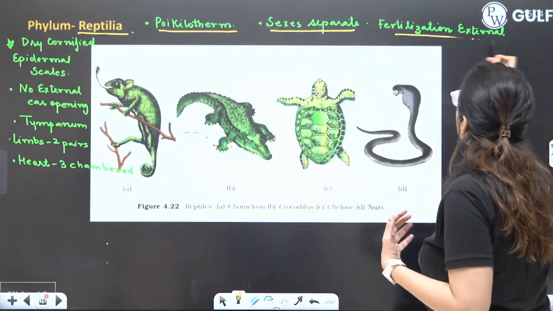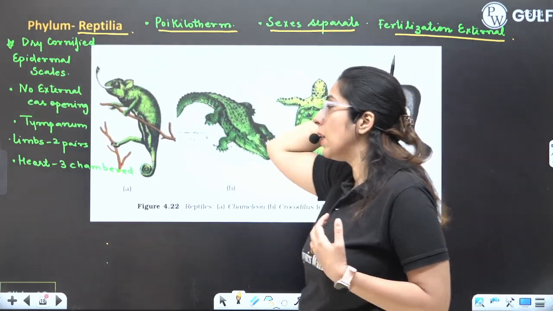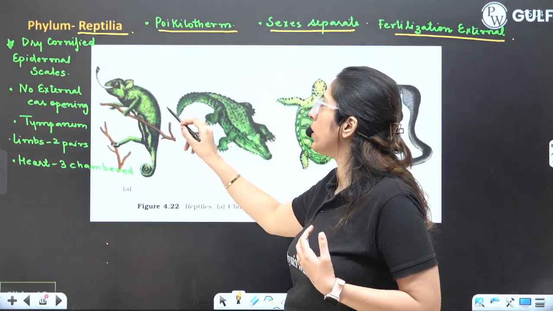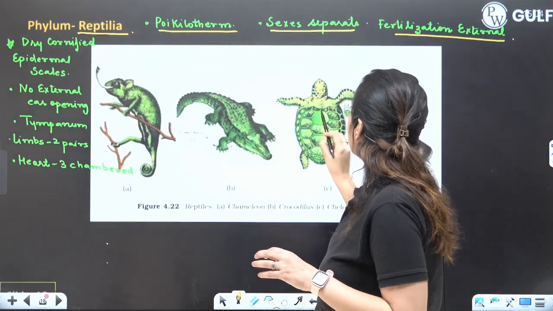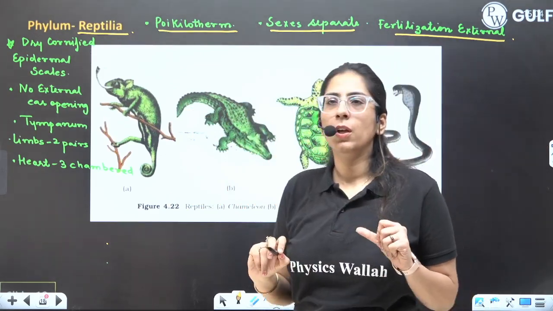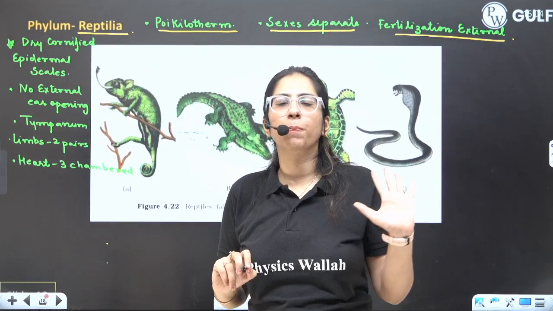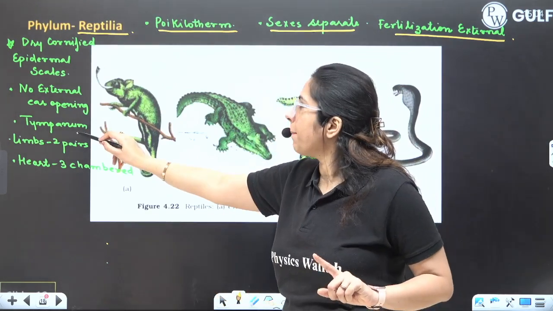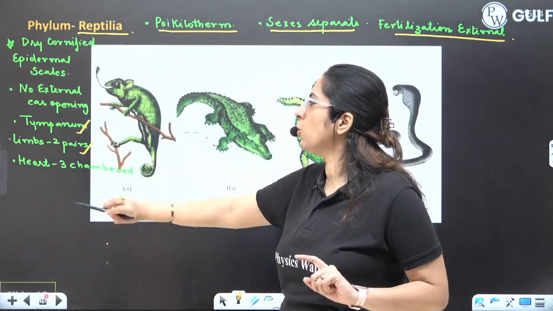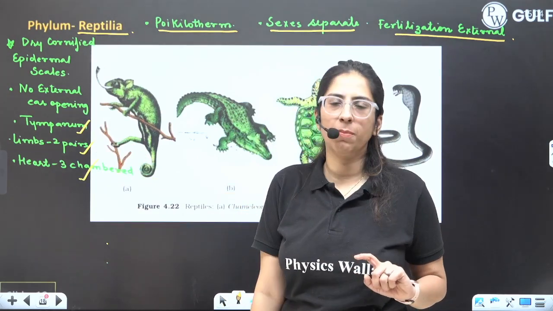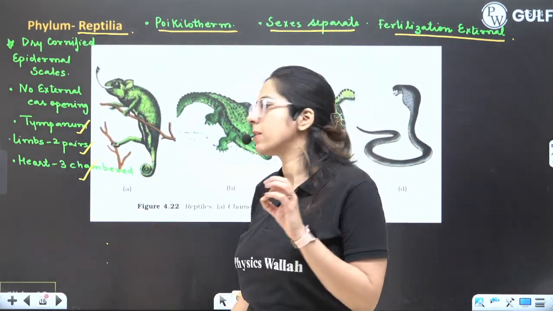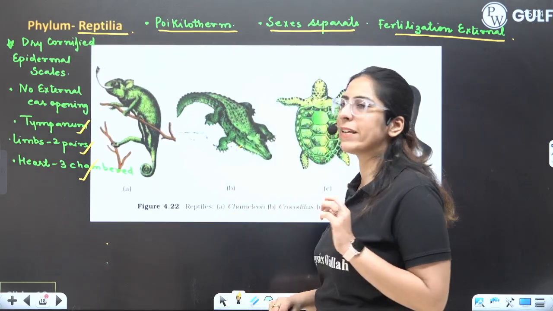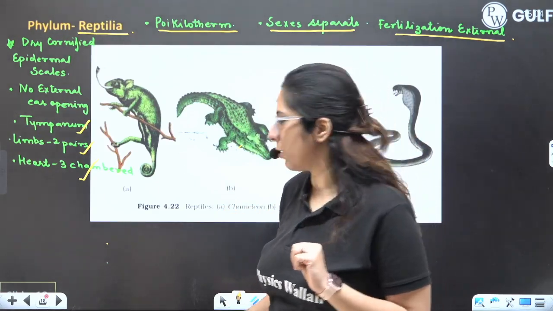Sexes are separate. Fertilization is external as well as internal. Now in these organisms, you will see the body is dry and scaly. Here, no external ear opening. Pinna is absent. Tympanum represents the ear. Limbs are 2 pairs. Heart is again 3 chambered, but we have an exception, that is in the case of the crocodile, Crocodilus. A 4-chambered heart is present.